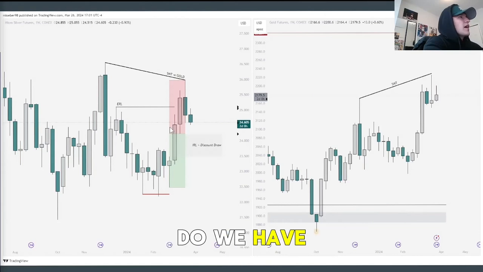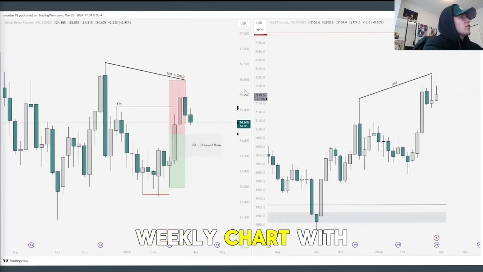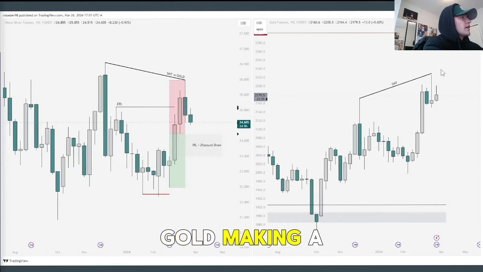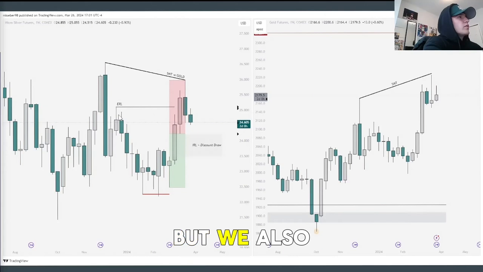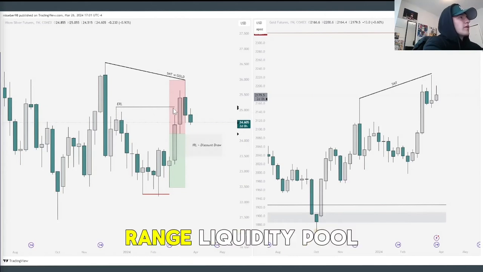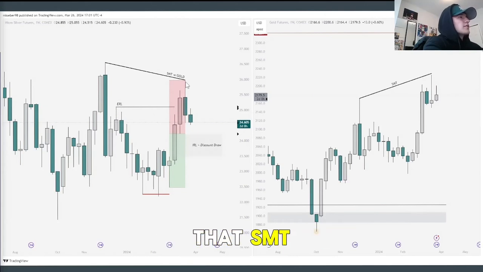Now, what do we have here? We have SMT divergence at the highs on the weekly chart with gold and silver, gold making a higher high and silver making a lower high. But we also ran this external range liquidity pool and we created that SMT.